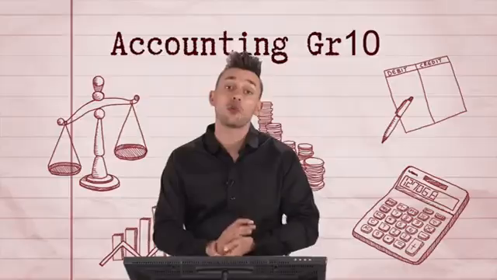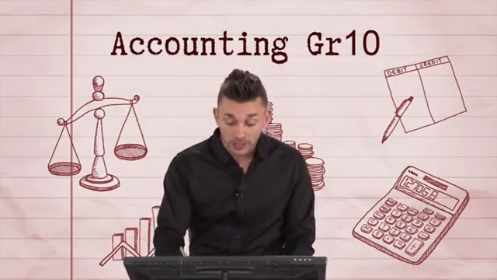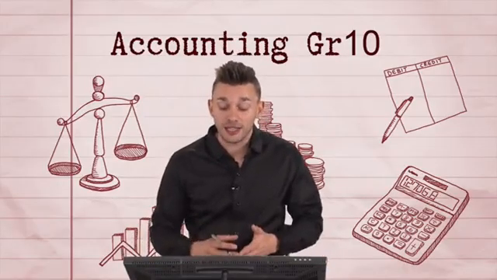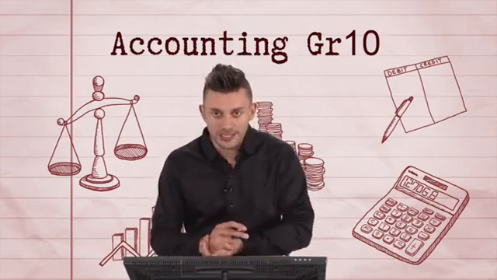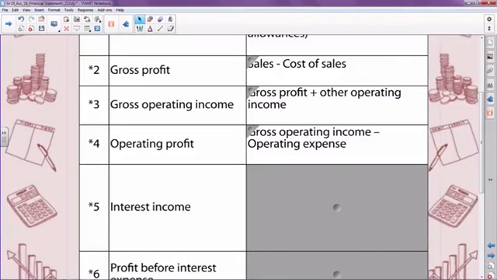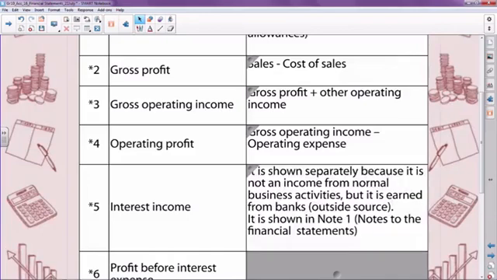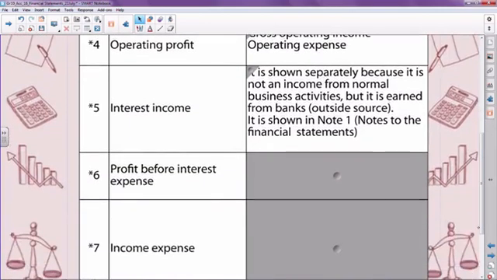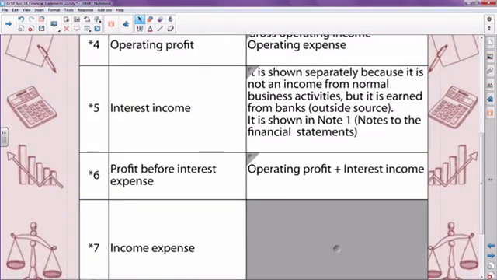Now, how do I get the operating profit? I just take the gross operating income minus your operating expenses, and then you get your operating profit. Now, interest income, how do I get that? You have to add all the different interests, you add them up, you get it together, and that will be your interest income. The next one, your profit before interest expense, very easy. You take your operating profit plus your interest income to get your profit before interest expense.